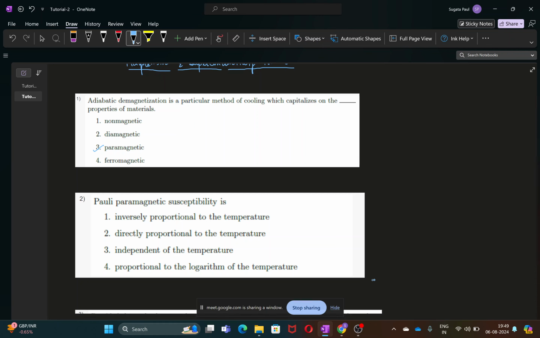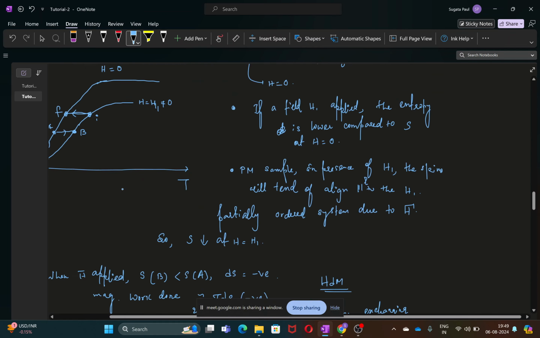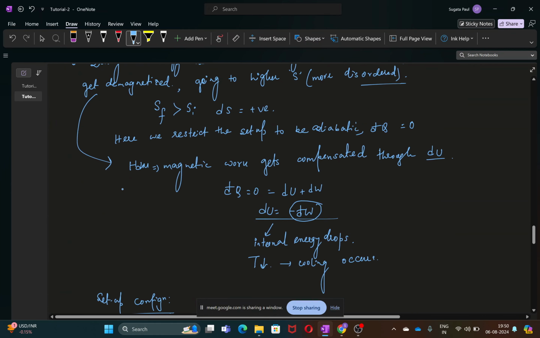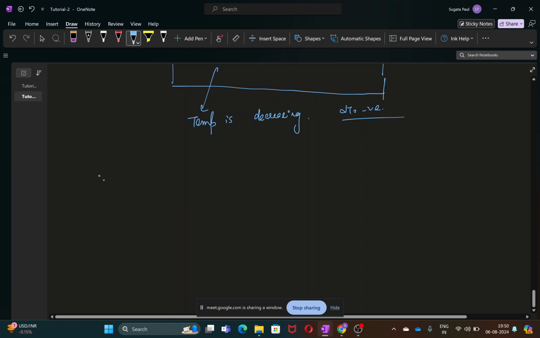Okay, and now the second question is about Pauli susceptibility, where there are separate options. So Pauli paramagnetic susceptibility, we know that it is independent of temperature. I think this is covered in the lecture material, that Pauli paramagnetic susceptibility is something that is paramagnetic, but it is still not temperature dependent like Curie or Weiss, etc. So it is basically a temperature independent susceptibility value. Let me go to the second question.